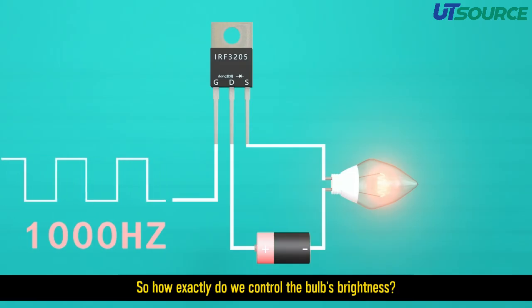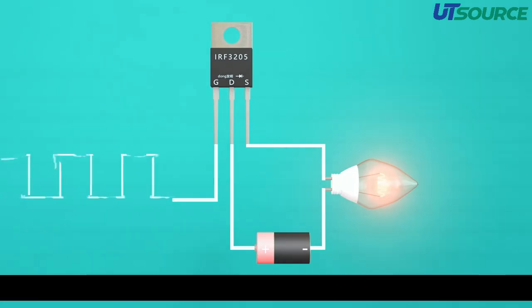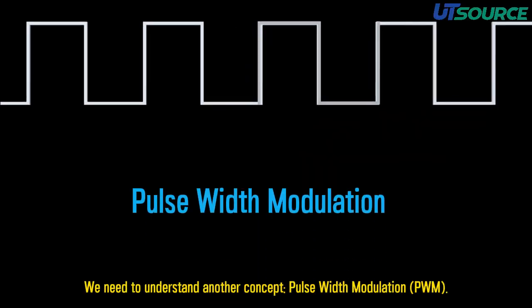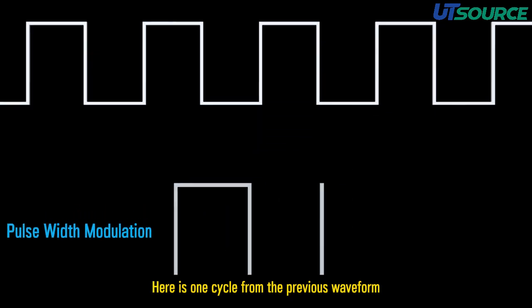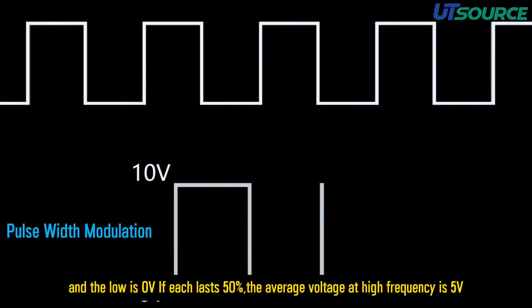So how exactly do we control the bulb's brightness? We need to understand another concept, pulse width modulation (PWM). Here is one cycle from the previous waveform. Assume the high voltage is 10 volts and the low is 0 volt. If each lasts 50%, the average voltage at high frequency is 5 volts.